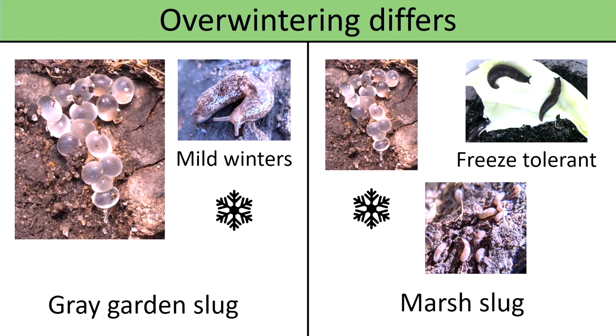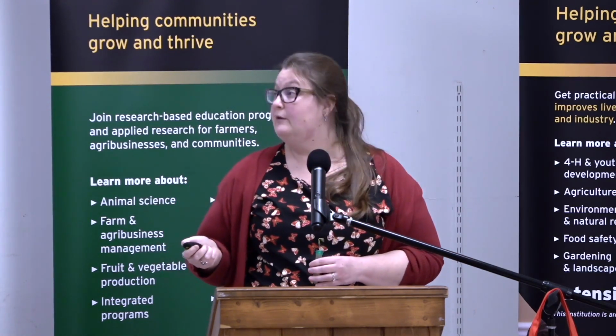They rarely overwinter as adults because they need mild winters to do so, but we often see more slug damage after mild winters because the adults survived. So we have both the adults feeding and the juvenile slugs that hatched from the eggs. The marsh slug can overwinter in all life stages and seems to be pretty freeze tolerant. In the laboratory, you can put them in a freezer, take them out, and they're fine. The eggs, the adults, and the juveniles will all make it through the winter. So again, slug populations tend to be higher after a mild winter.